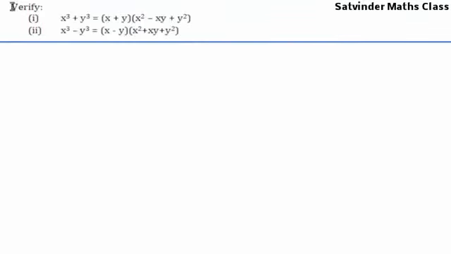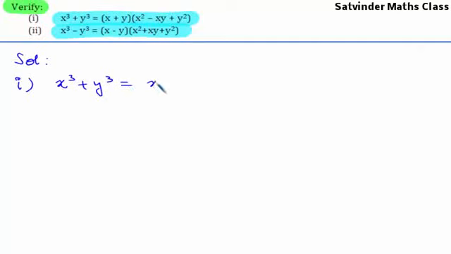In this question, you need to verify if x cube plus y cube is equal to x plus y into x square minus xy plus y square, and if x cube minus y cube is equal to x minus y into x square plus xy plus y square. Let us take the first one, which is x cube plus y cube is equal to x plus y into x square minus xy plus y square.